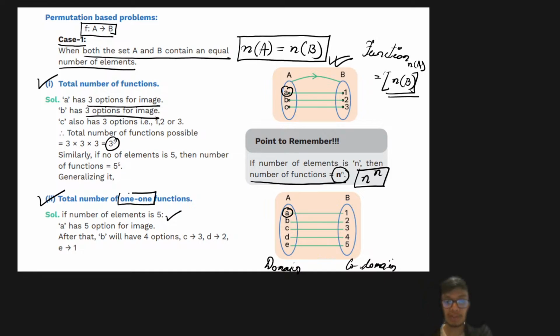For a 1-1 function, this particular condition has to be satisfied. Therefore, if A has 5 options, B will have 4 options, C will have 3 options, D will have 2 options, and E will have 1 option. So this gives us our total functions, which is equal to n factorial, and since n is equal to 5 here, it is just 5 factorial. It has 5 options, 5 into 4 into 3 into 2 into 1, which is nothing but 5 factorial ways.